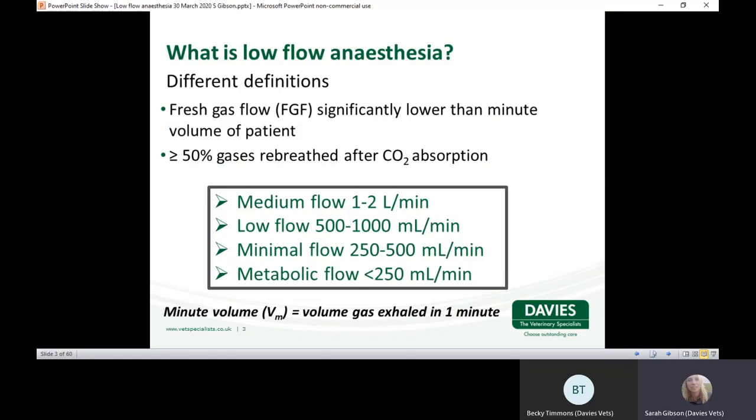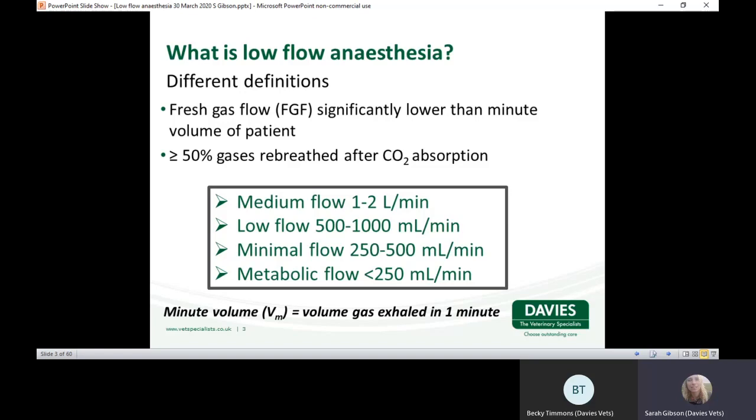So there are different definitions of what low flow anaesthesia actually is, depending on where you read. Fresh gas flow is the total of our flow rates of gases, which are usually oxygen with or without air. So some people define low flow anaesthesia as a fresh gas flow significantly lower than the minute volume of a patient. Just to remind ourselves, the minute volume is the volume of gas inhaled or exhaled in 1 minute. An easy rule of thumb is 200 mils per kilo. So for a 30 kilogram dog, the minute volume would be 30 times 200, which is 6 litres. So we would aim for significantly less than this.